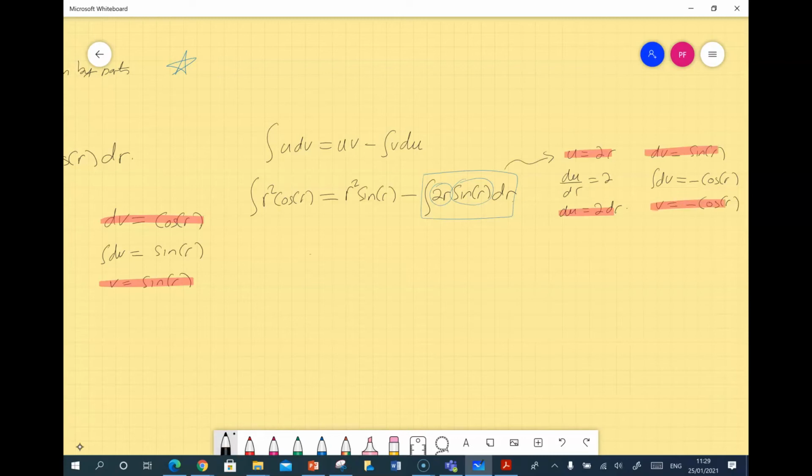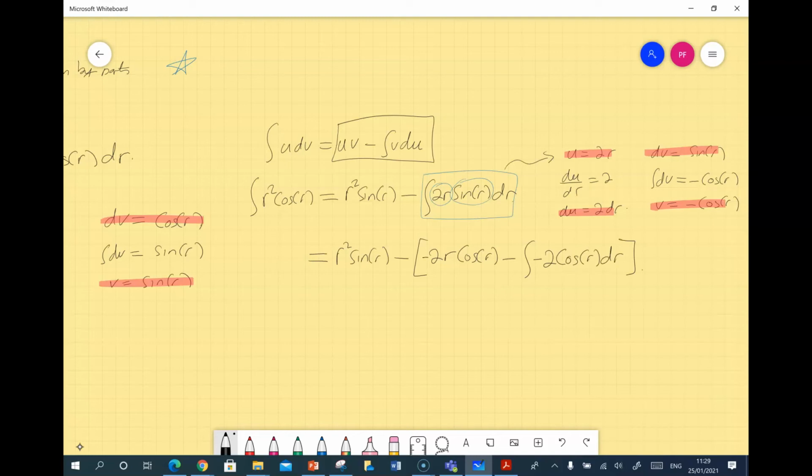So we're going for our integral here. We've got our r squared sine of r minus the integral of what's in our blue box there. But to integrate that, we have to do our integration by parts. So our uv, 2r by minus cos r, is minus 2r cos r, minus the integral of v du. v du is minus cos r by 2 dr. So I'll just rewrite it in this order, minus 2 times cos of r dr.